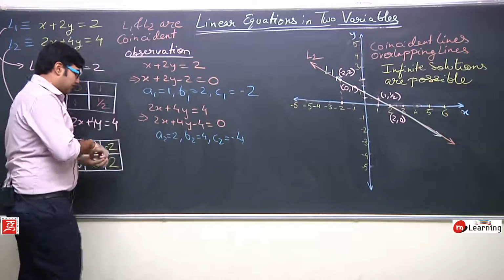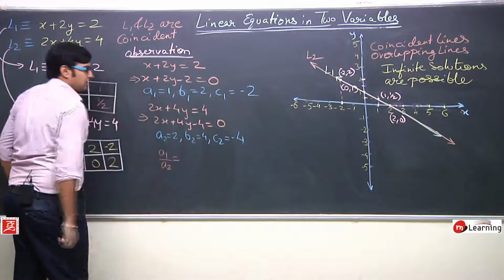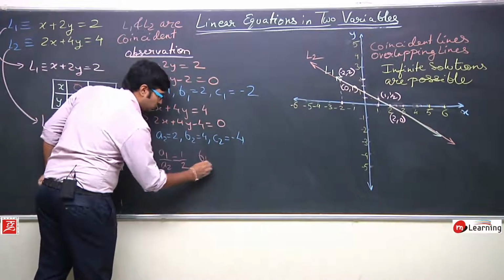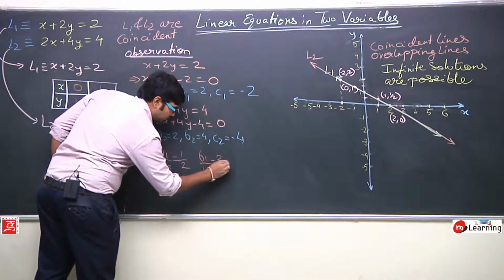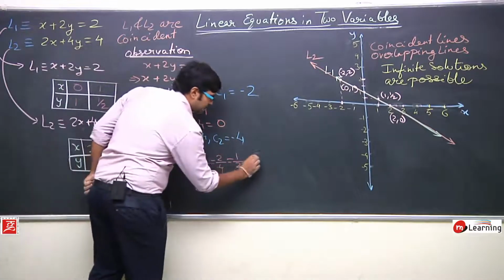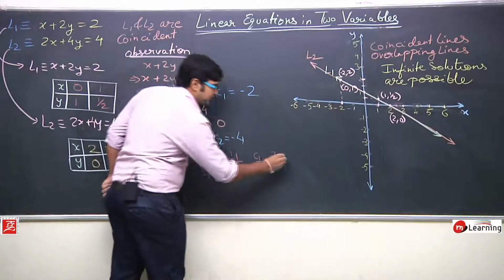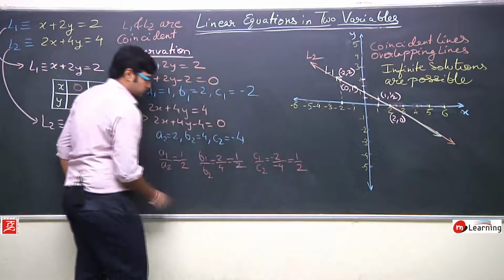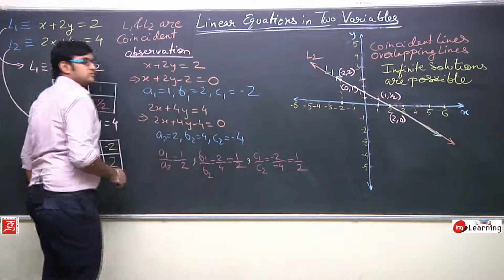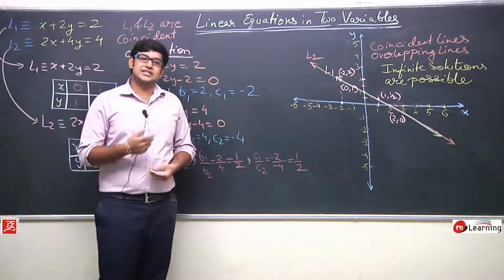Now let us calculate the value of a1 upon a2. So the value of a1 upon a2 will be 1 upon 2. The value of b1 upon b2, you will find it will be 2 upon 4, which is equivalent to 1 upon 2. And the value of c1 upon c2 is equal to minus 2 divided by minus 4, which is equal to 1 upon 2. So these are the three ratios, जो कि हमने बाकी दो examples में भी निकाले थे, and we are calculating the same ratios in this example also.